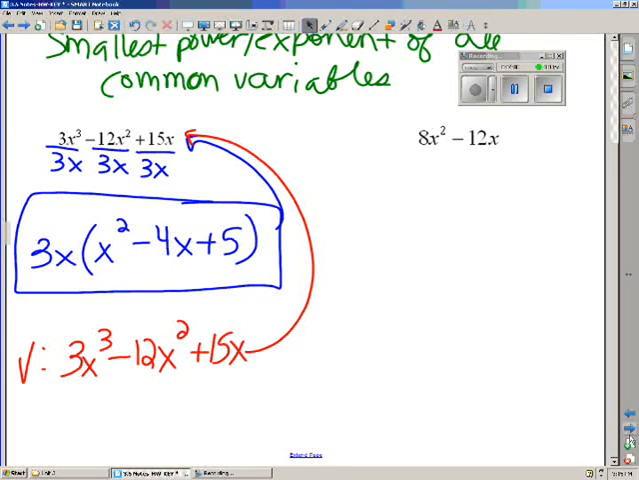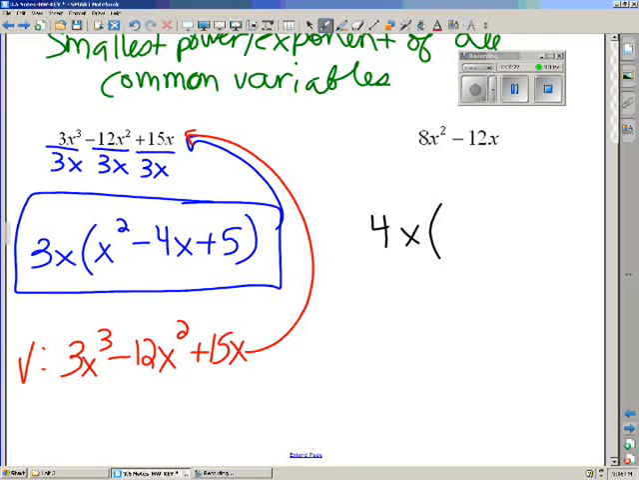On the second one, when I'm looking for my GCF, what's the largest number that divides into both 8 and 12? And that should be a 4. They both share an x, but the smallest power of x is the x to the first. That's going to go outside of parenthesis. So this time I'm going to talk about reverse distribution to get the answer.